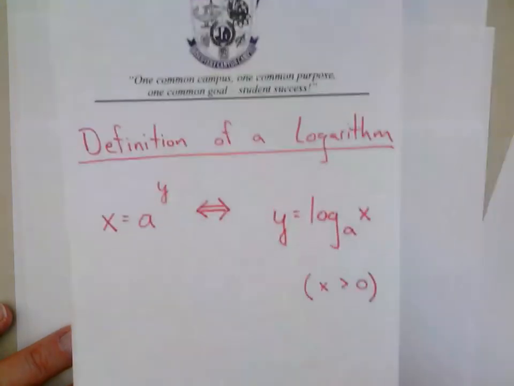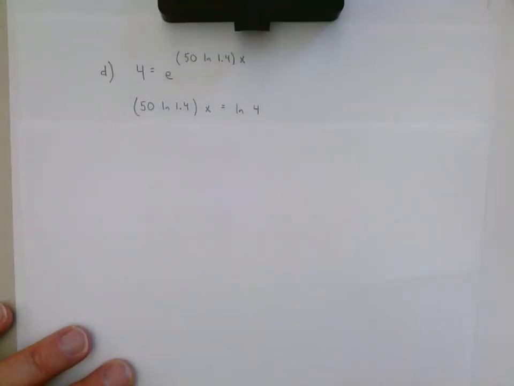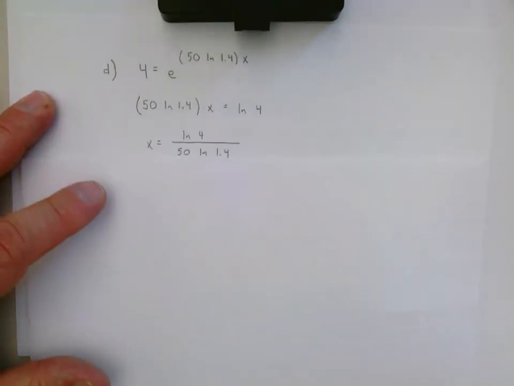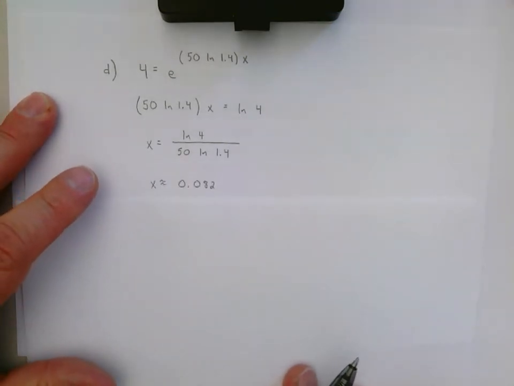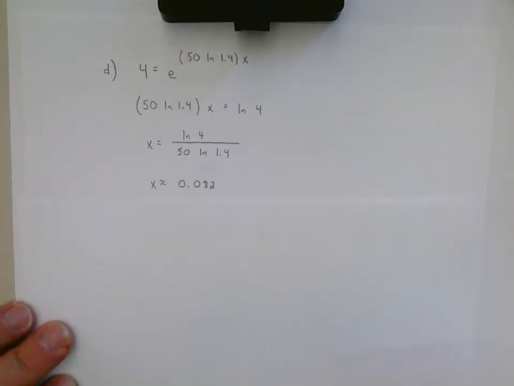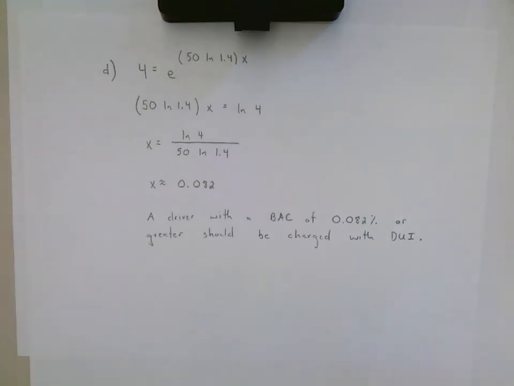I use the definition of logarithms to rewrite my equation as a natural logarithm. I divide both sides of the equation by my constant, and I approximate on my calculator. Based on my variable definitions above, this tells us that a driver with a BAC of approximately 82 thousandths of 1% or greater should be charged with DUI. This is the legal limit for DUI in the state of Colorado. Our application here is valid in the real world.